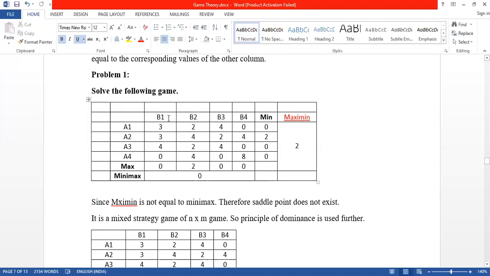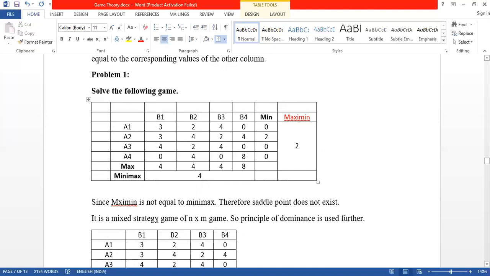Coming to the columns, for B1 we need to calculate the maximum value, which is 4. For B2 also it is 4. For B3 also it is 4. For B4 it is 8, right? So the minimum among these maximum values is 4, right? Now see, our maximin is not equal to our minimax. Maximin is 2 and minimax is 4. So therefore a saddle point does not exist, right? It means it's a game of mixed strategy.